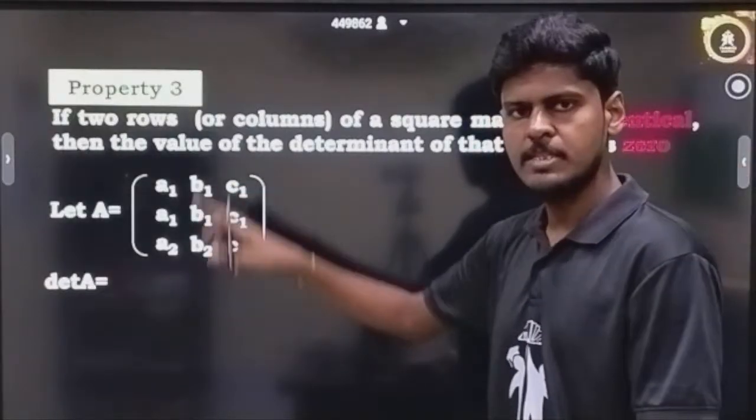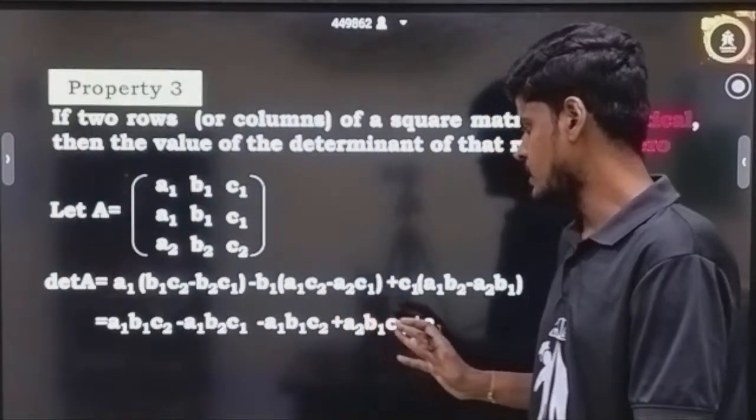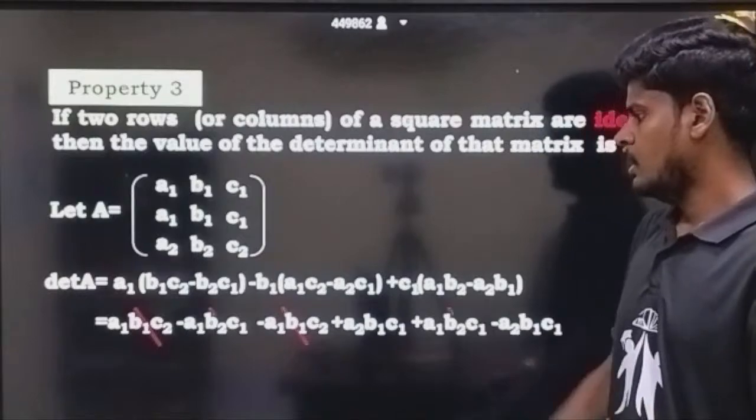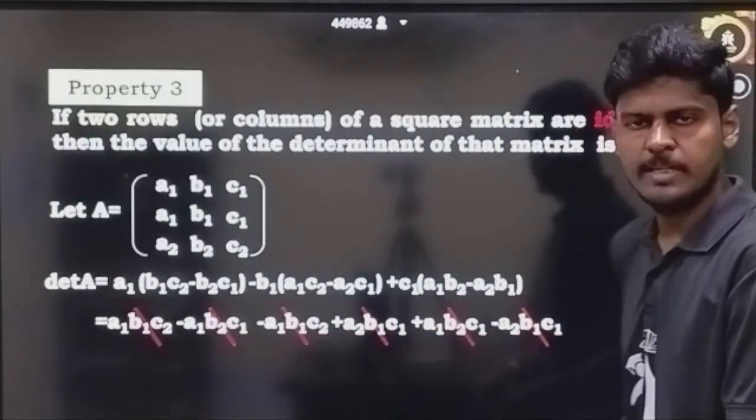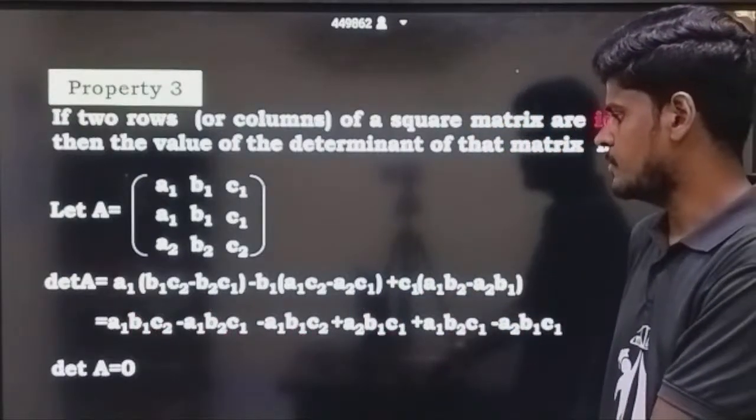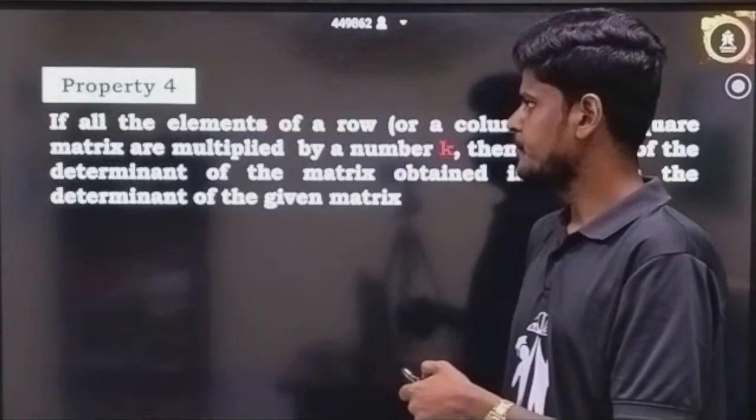Again let A matrix be this one. What is the expansion of the determinant? We already know how to expand a determinant. The final answer comes out to be this. And these two elements are the same. Similarly, all the terms get cancelled out. So what is the final answer? The expansion of this determinant is 0.